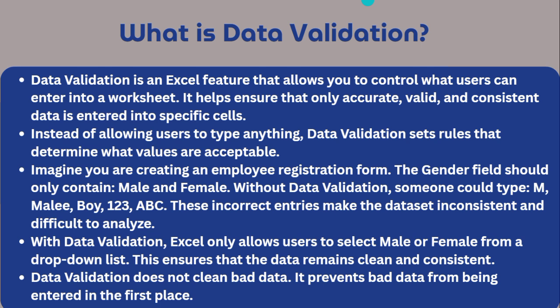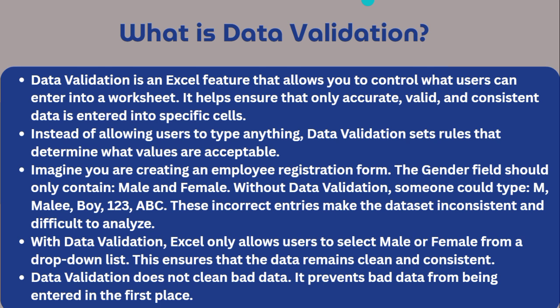So for example, you are given a cell for male and female, and you want it to be that whoever is going to enter male should only use capital letters. So that means anybody that enters it differently should be rejected, told that this is not correct. So you want it to be that they can enter only a certain type of characters there, a certain type of word there. This is basically what data validation does.